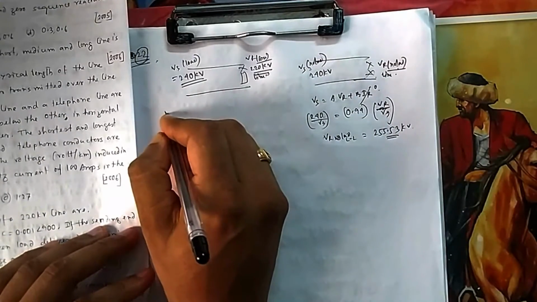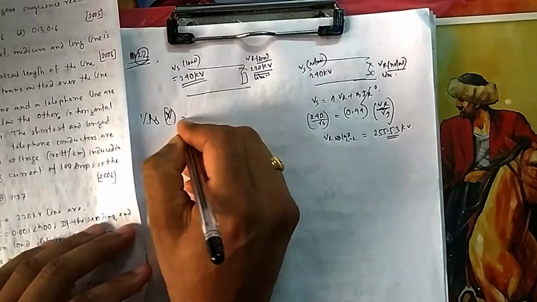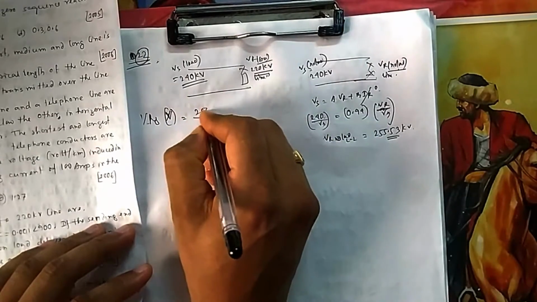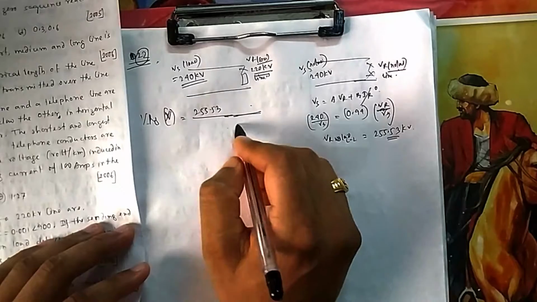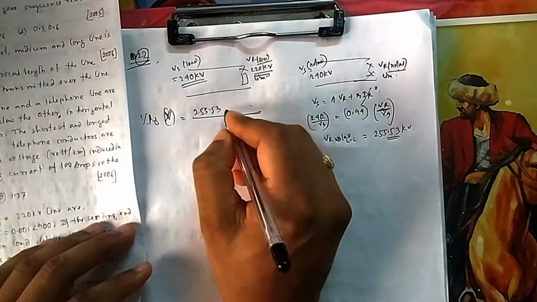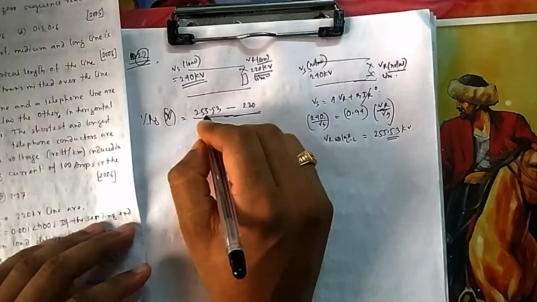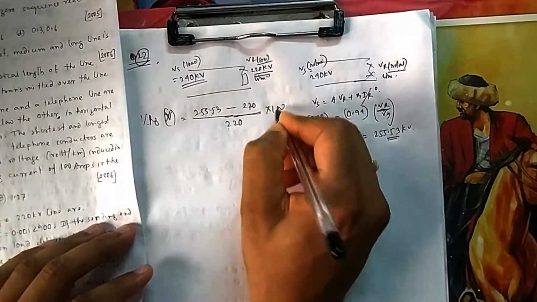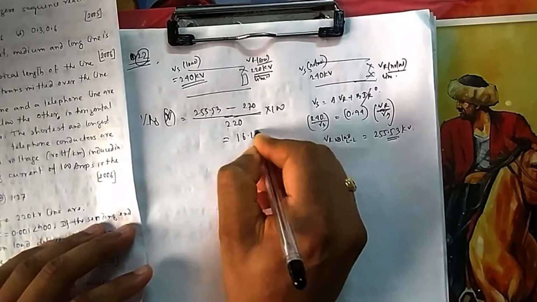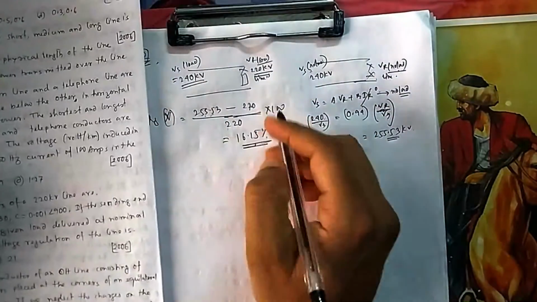Therefore percentage voltage regulation is equal to no load 255.53. You can apply phase or line. If you are applying line, all should be line. If you are applying phase, all should be phase. So I am applying line, all should be line. So 255.53 minus 220, this is also line, divided by 220, into 100. If you do it, it is 16.15%. This is 0 because of no load. So that is your option C.